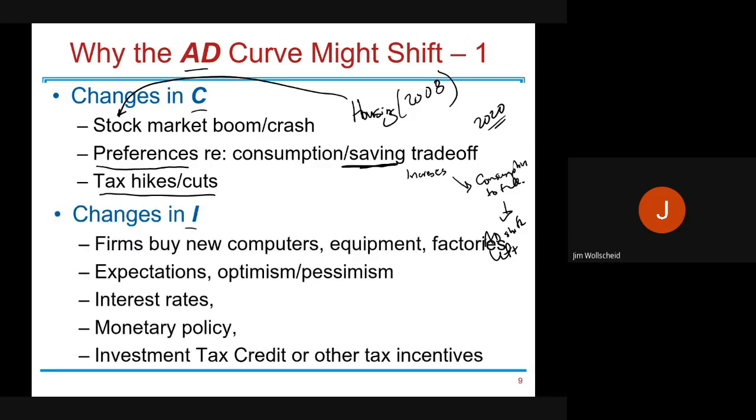Next one is changes in I. Now, investment. What I like to talk about, students, and when you think about investment, right? This is done by businesses. So why are businesses going to invest money? Well, businesses are going to invest money based on what I call future profitability.